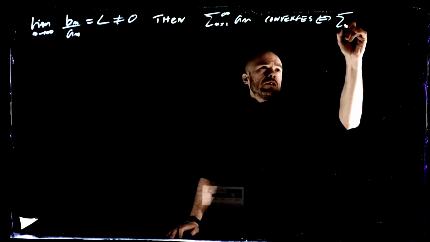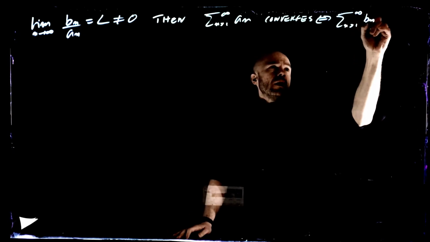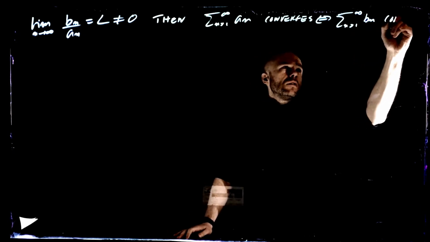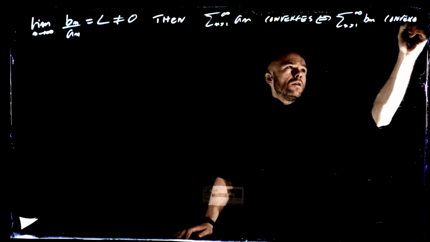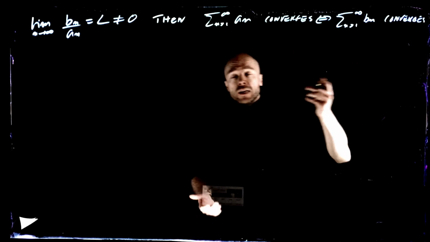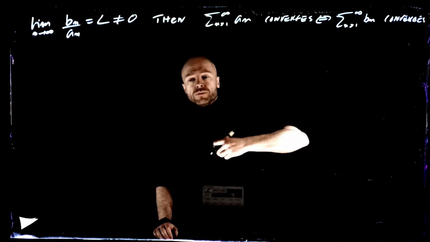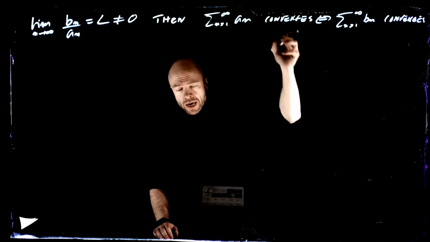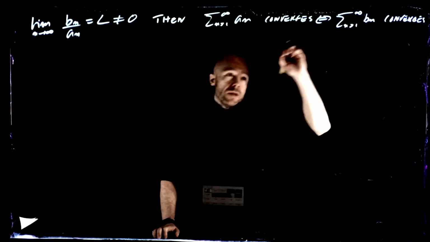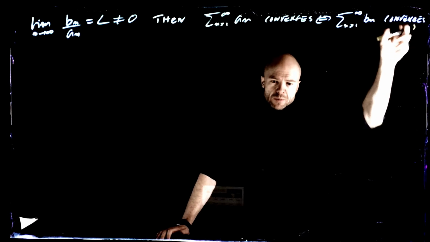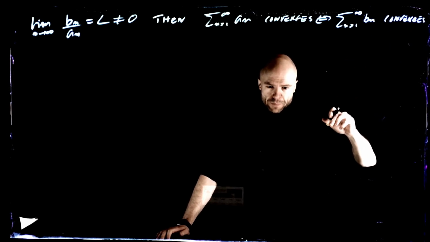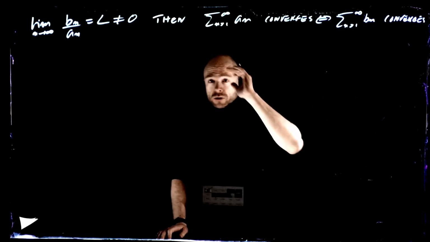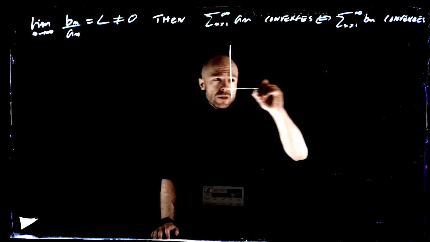If and only if the sum from n equals 1 to infinity of bn converges. And logically, that's equivalent to saying that the sum from n equals 1 to infinity of an diverges if and only if the sum from n equals 1 to infinity of bn diverges. Okay? All right, let's try and draw the information.